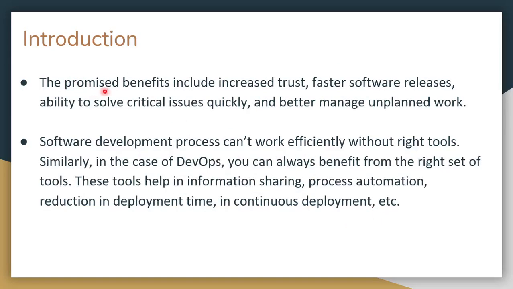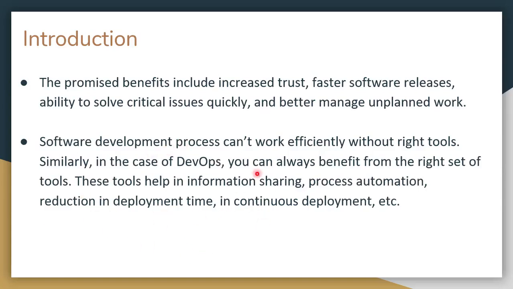The promised benefits include increased trust, and faster or sooner delivery of software releases to solve critical issues quickly. There could be problems, defects, or features that absolutely have to get released, or things like security fixes that need to get released, and also better managed unplanned work.